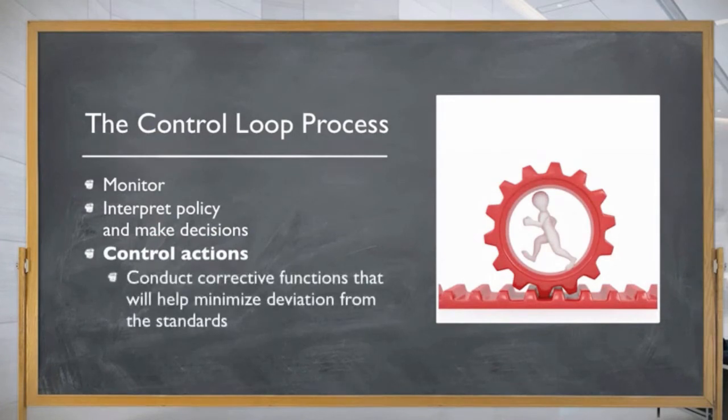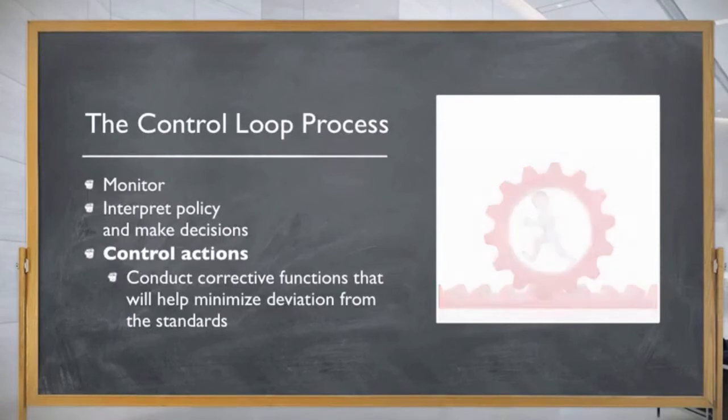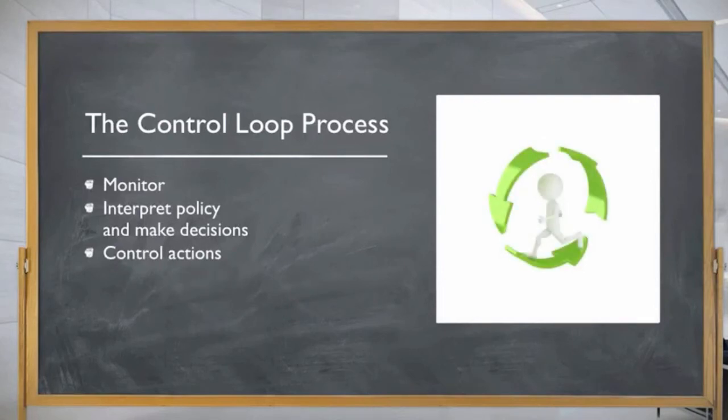These are the corrective functions that will help minimize deviation from the standards previously set forth. Control actions are definitive means of effecting change, such as staffing, organizing, and directing. Because this is a closed loop, the cycle is repeated. After the control actions have been carried out, the manager returns to monitoring the process and proceeds through the cycle until the department's output consistently meets the company's standards.